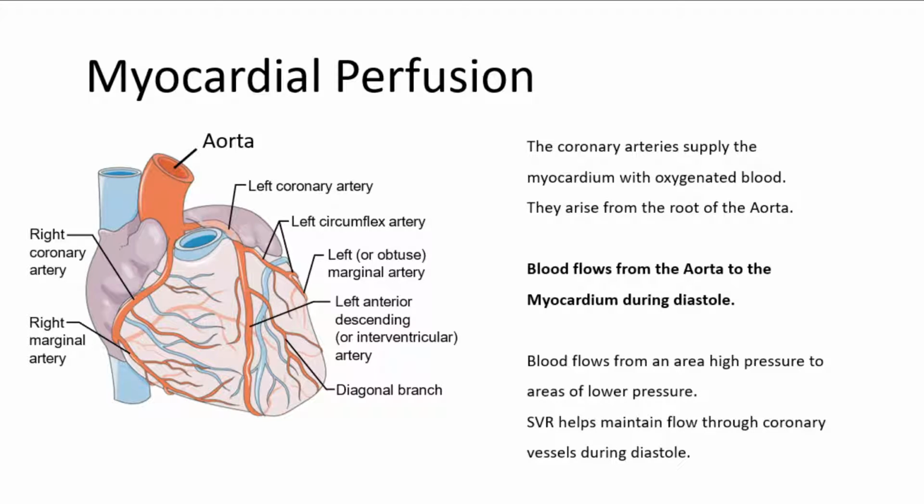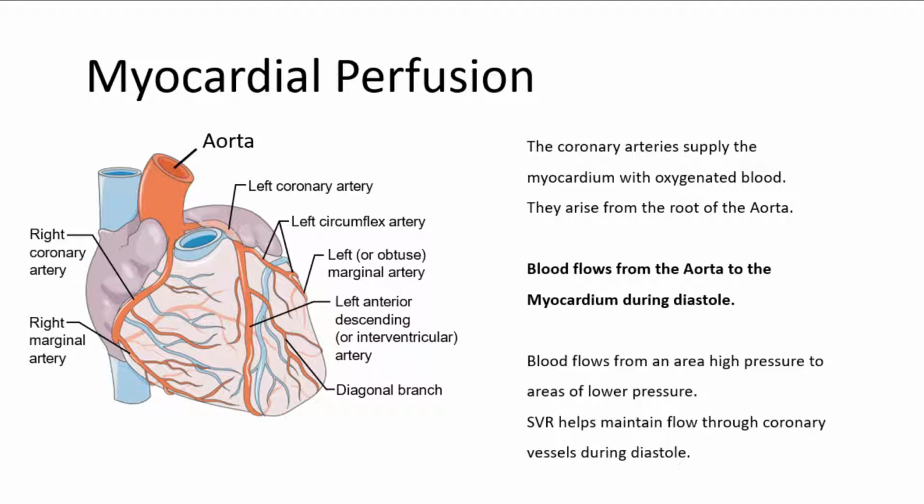Now, if we think for a moment about myocardial perfusion and look at this diagram, we can see we've got the aorta here and the coronary vessels which actually perfuse the myocardium arise from the aorta. And there are two things that we need to consider about that. One is that blood flow to the myocardium occurs during diastole. So when the heart is at rest, then blood flow can head towards the myocardium and actually perfuse the heart muscle itself.